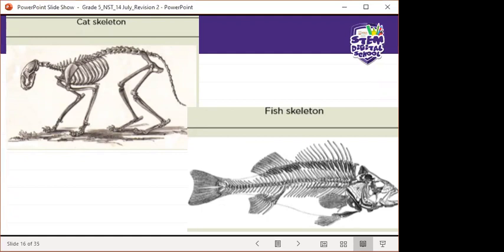So Lilith is asking, is that a cat? Yes, that is a cat, Lilith.